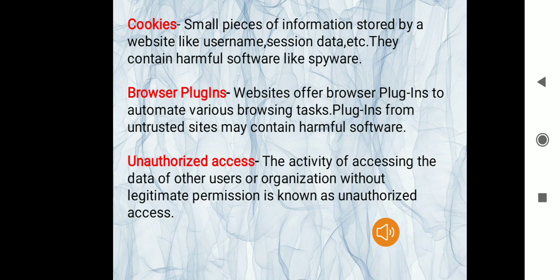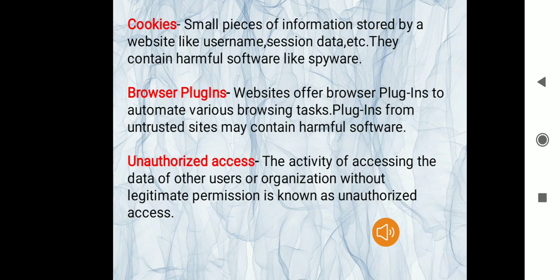Let's start with cookies. Some websites store small pieces of information on a user's computer, like his username and session-related data. Session-related data contains information such as the user's login and logout time. This small piece of information which a website stores on a user's computer is known as a cookie. But sometimes cookies may contain harmful software like spyware that can be used for hacking.